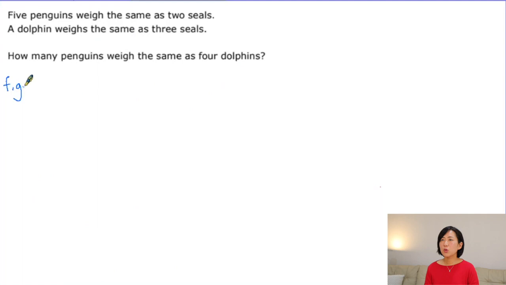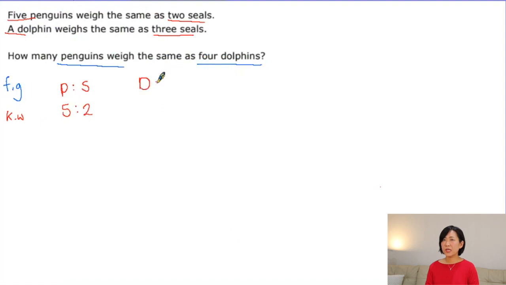This one, the final goal is you need to find out how many penguins weigh the same as 4 dolphins. Then let's see, our keywords are, as you can see, 5 penguins and 2 seals. Oh, I think we can write down our ratio, and 1 dolphin and 3 seals. So the ratio of penguin to seal is 5:2, right? And we can also find the ratio of dolphin to seal is 1:3.